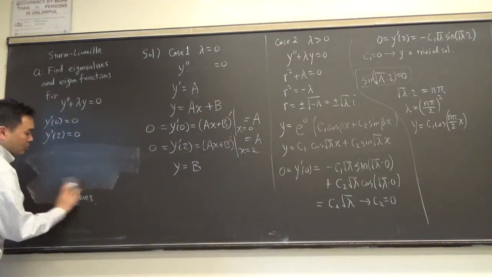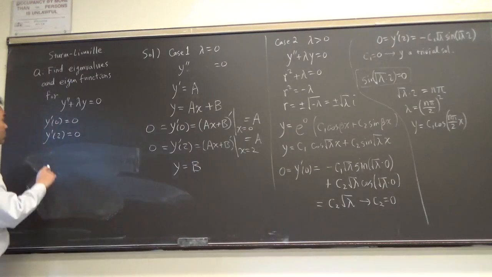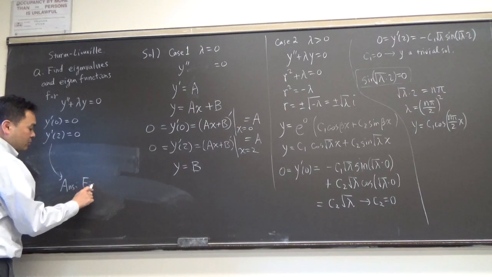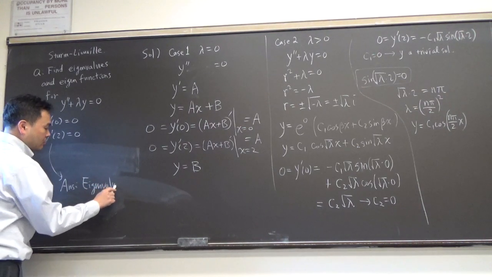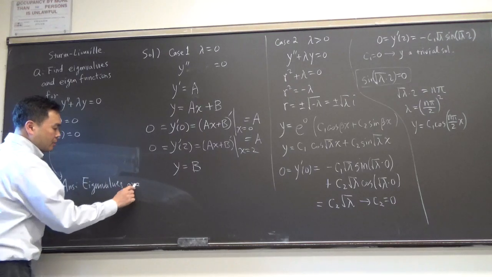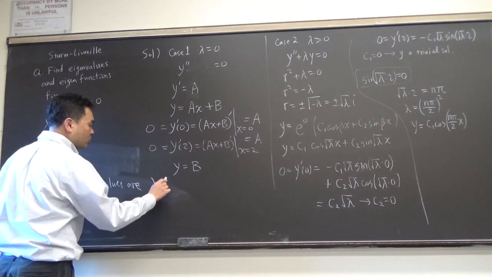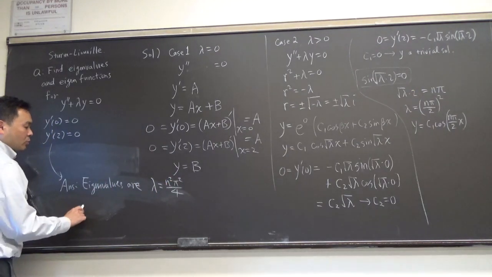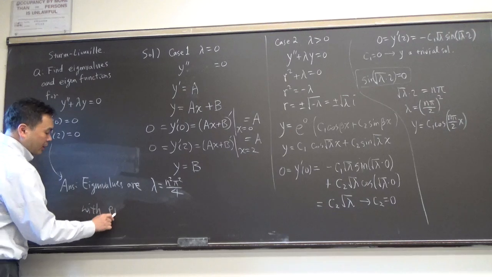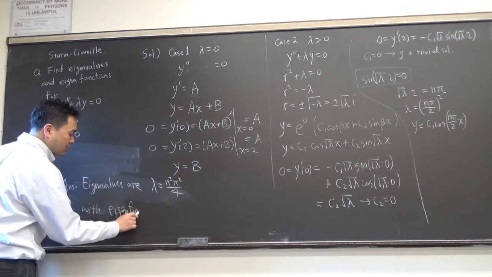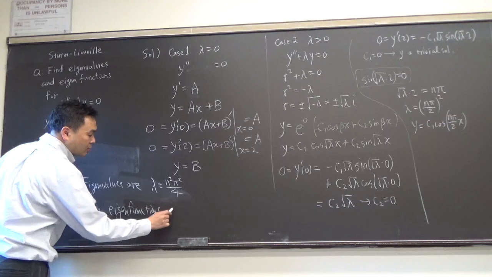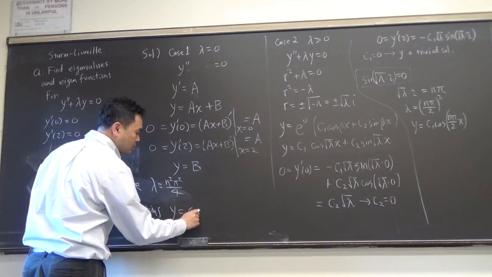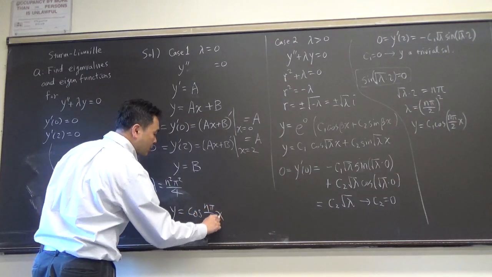So now let's write down the answer to this question. So what's the answer? Eigenvalues are lambda equals n squared pi squared over 4 with eigenfunctions y equals cosine n pi over 2 x.